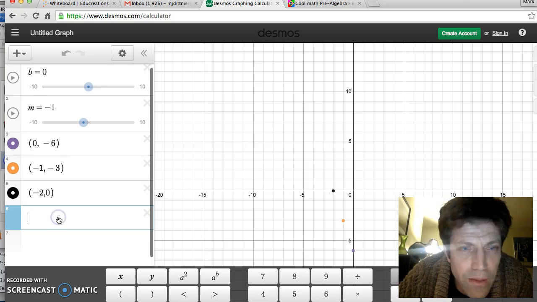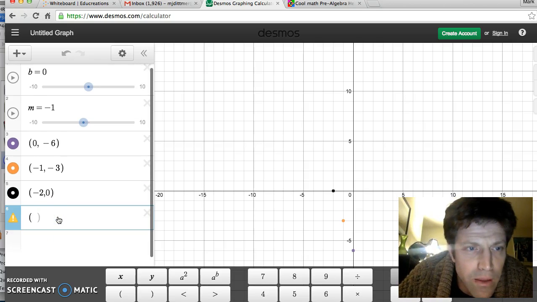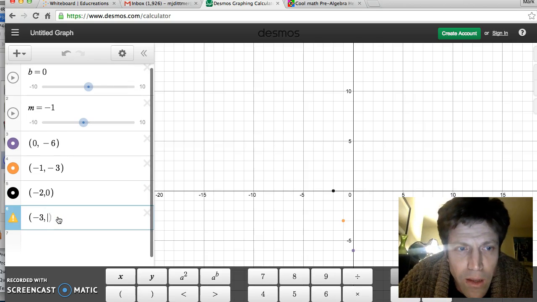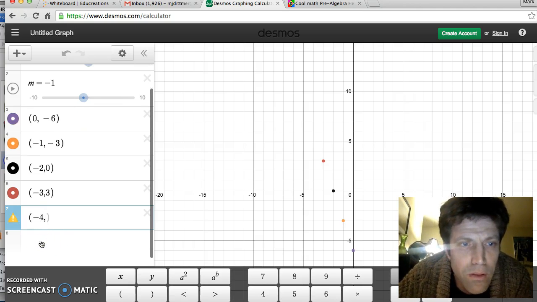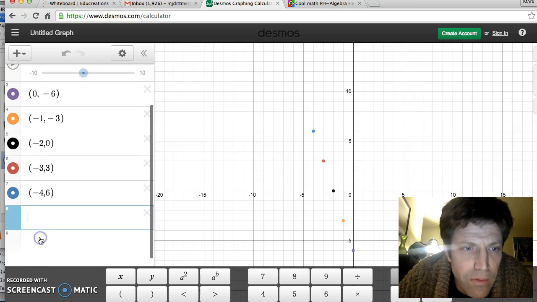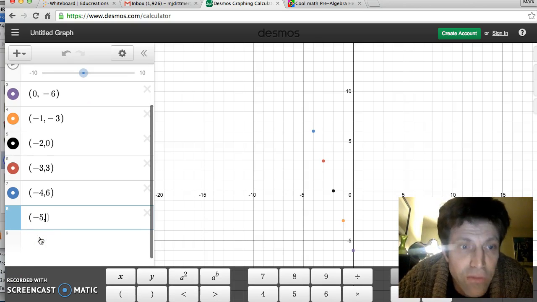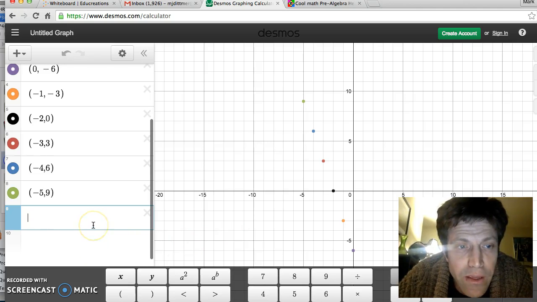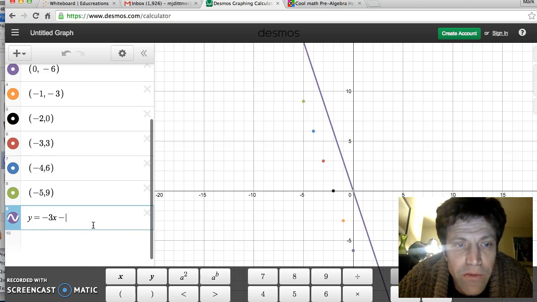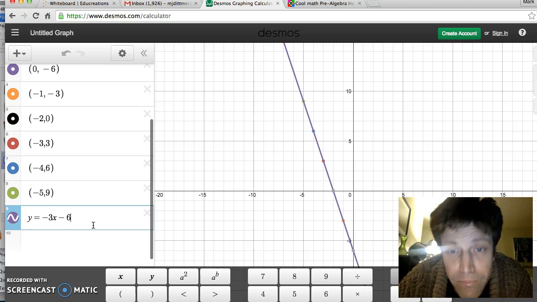And I could keep doing that. I'm just adding, going to the left 1 and up 3 every time. So the next place will be -5, and then I'm adding 3 to the y coordinate. So 6 plus 3 is 9. And then I can draw my line based on that. Now, what does that look like? y equals -3x minus 6.